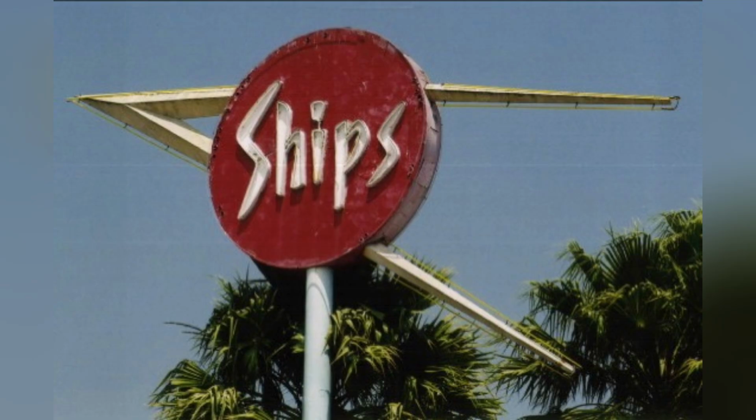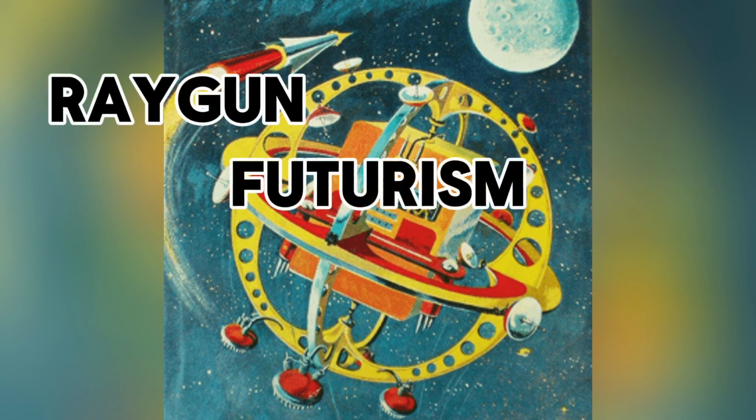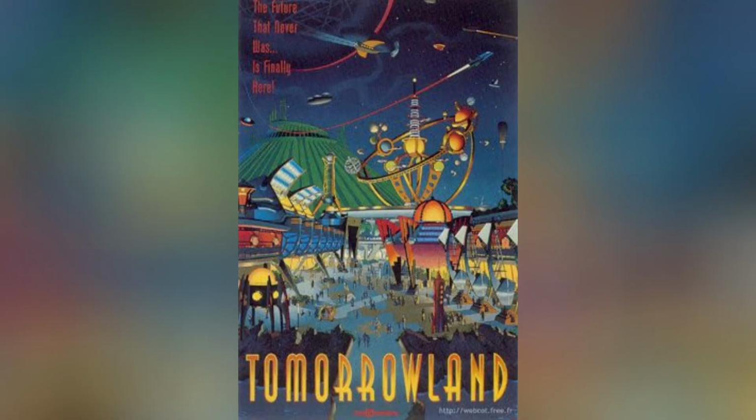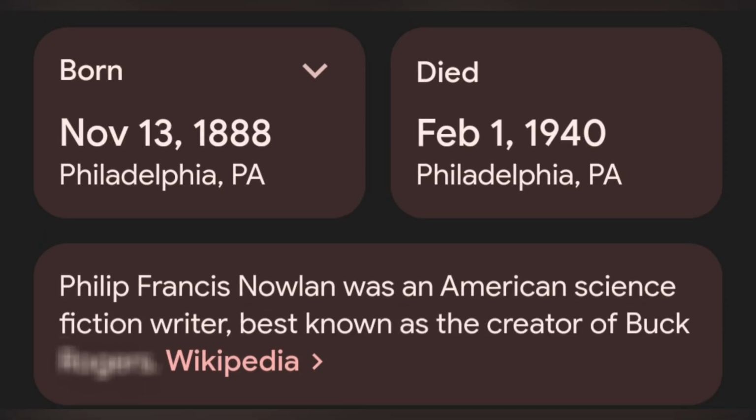The next aesthetic that I wanted to talk about was the previously mentioned ray gun futurism, aka ray gun gothic. It was created by Philip Francis Nolan, an American sci-fi writer who is mostly popular for creating the character Buck Rogers.